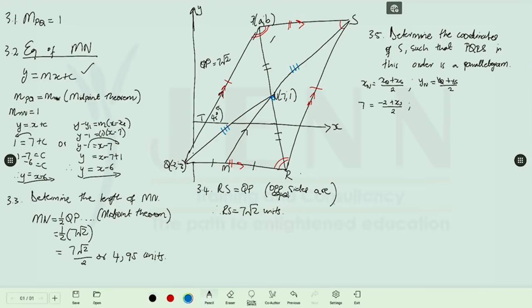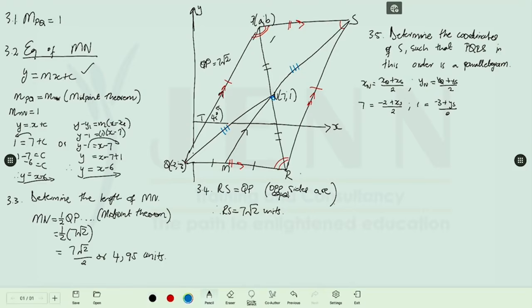Do I have the y-coordinate of N? Yes, it is 1, equals to. Do I have the y-coordinate of Q? Yes, it is -3 plus. Do I have the y-coordinate of S? No, it is my unknown. Therefore I put it as it is, the y-coordinate of S, divided by 2.